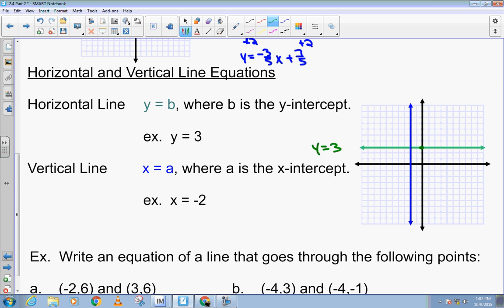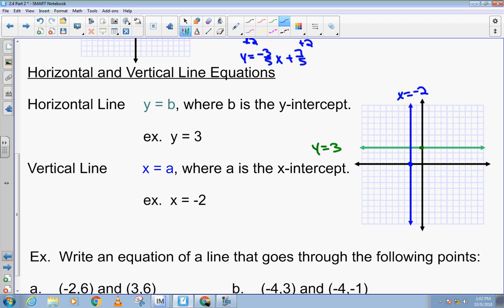Okay. If you have a vertical line, okay, it crosses over the x-axis. And so it crosses over the x-axis in this case at -2. So that equation is going to be x equals -2. Okay, and what's the slope of a vertical line?